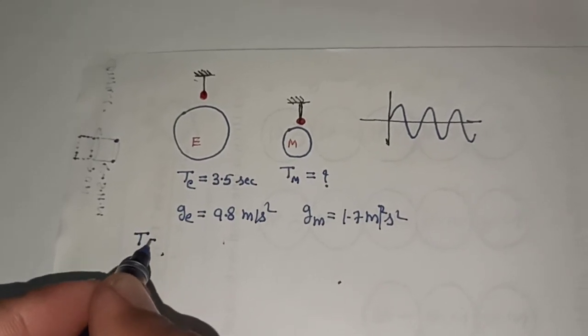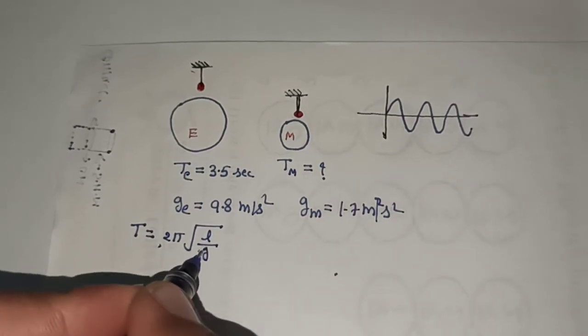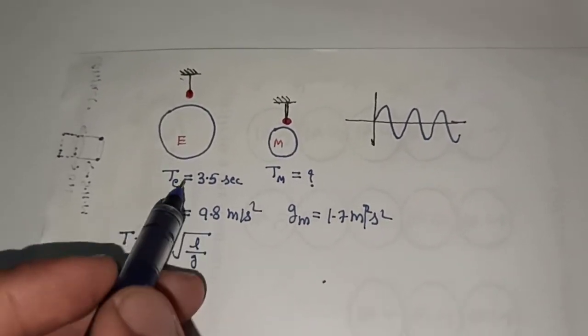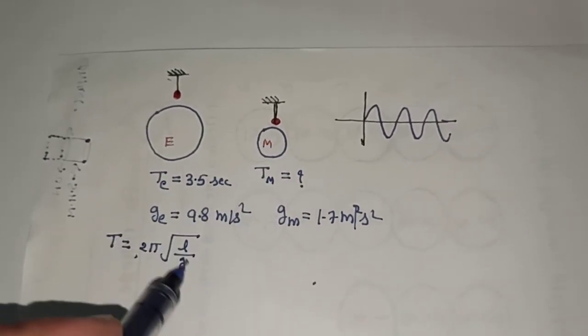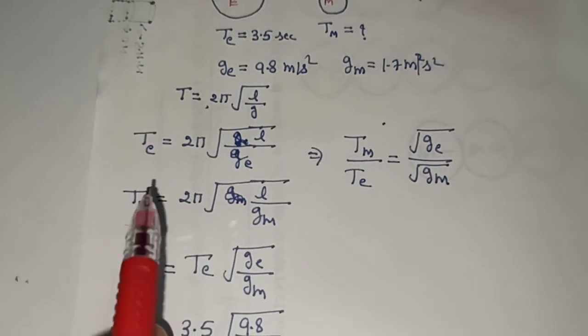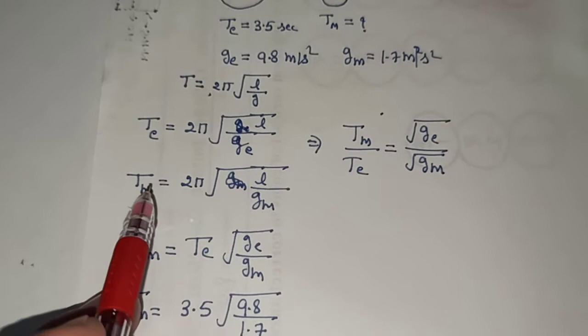the time period formula is 2 pi under root L upon g, where L is the same and g is different. So we will use this formula for earth and for the moon also, and we will find their values. So use the formula two times, first for earth and second for moon, and we will divide the second by the first.